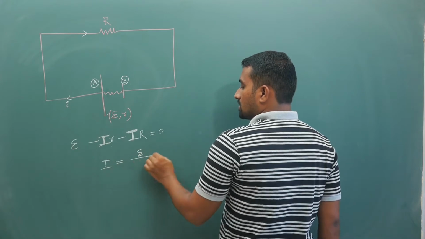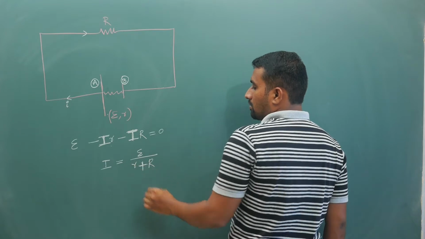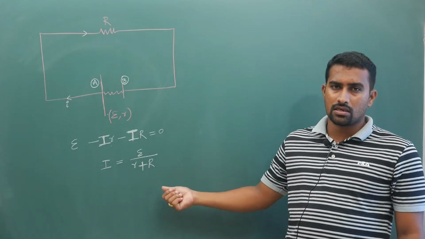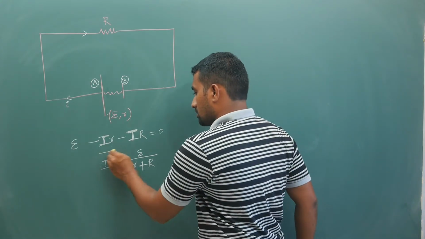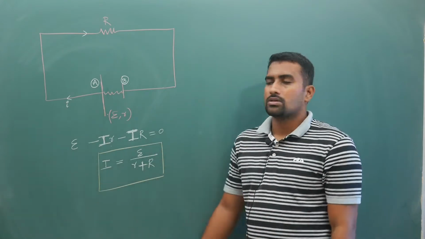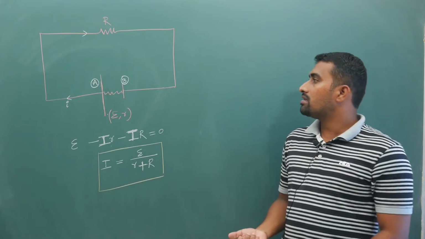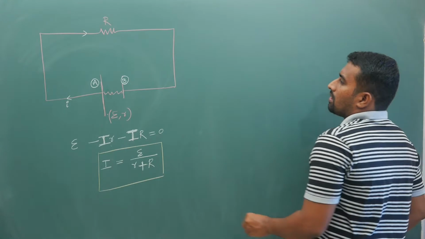So the current I is EMF divided by small r plus capital R, okay. So you have your current like this. Now once you get the value of current, observe carefully.